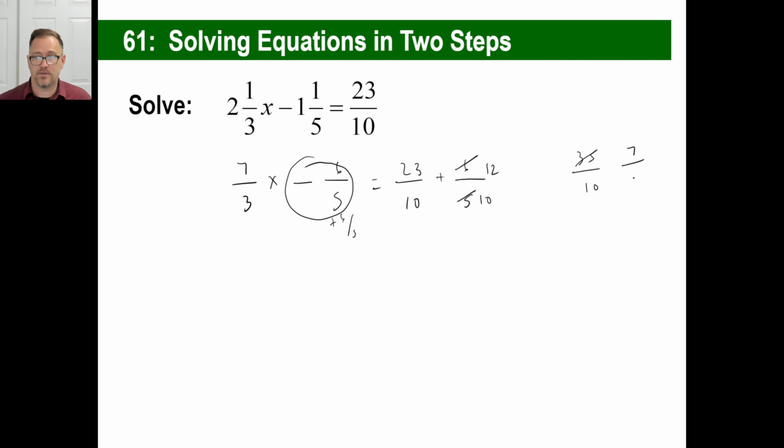That's going to be 7, and that'll be 2, okay? So our new equation is 7/3 x equals 7/2. That makes sense? Now, we've got to this point right now.